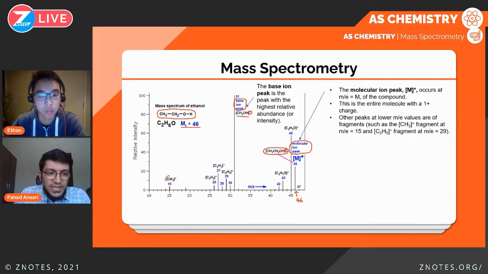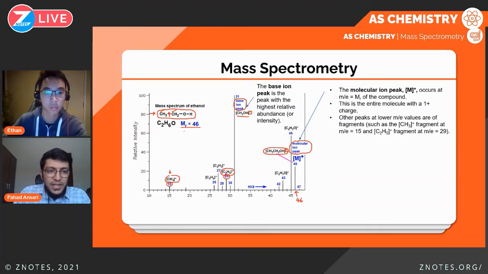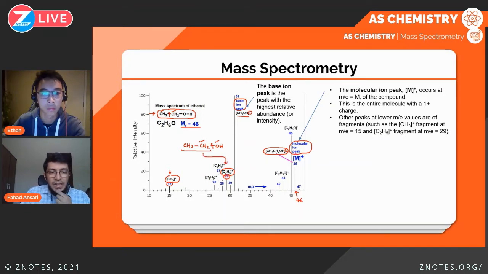So for example, over here, we have this CH3 positive. If I look at the structure again, I have CH3, CH2OH. If I break this particular carbon-carbon single bond between this carbon and this carbon, that will result in this fragment with a mass-to-charge ratio of 15. And we have another fragment over here, C2H5 positive with a mass-to-charge ratio of 29. So if I draw the structure again, I have CH3, CH2, OH. And if I break this particular bond between this carbon and this oxygen, I will get this fragment. With a positive charge, it'll give me this particular peak.